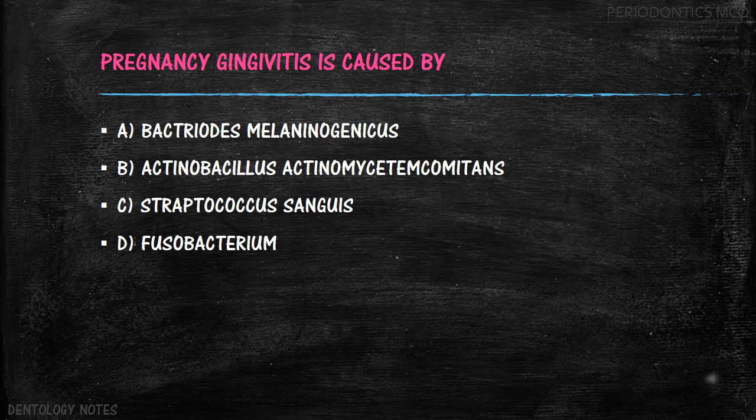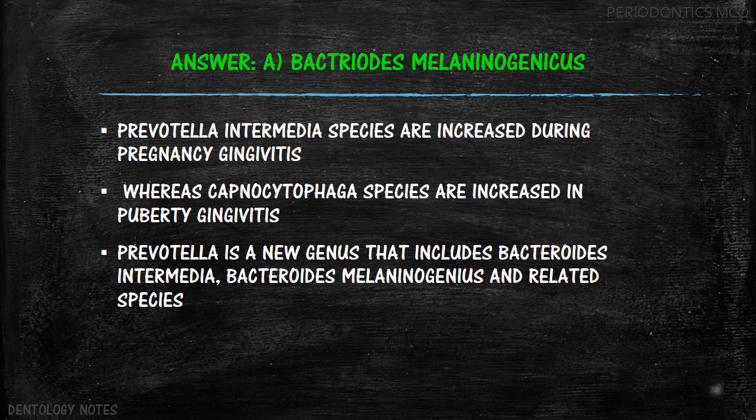Pregnancy gingivitis is caused by: A. Bacteroides melaninogenicus, B. Aggregatibacter actinomycetemcomitans, C. Streptococcus sanguis, D. Fusobacterium. Answer: A. Bacteroides melaninogenicus. Prevotella intermedia species are increased during pregnancy gingivitis, whereas Capnocytophaga species are increased in puberty gingivitis. Prevotella is a new genus that includes Bacteroides intermedius, Bacteroides melaninogenicus and related species.